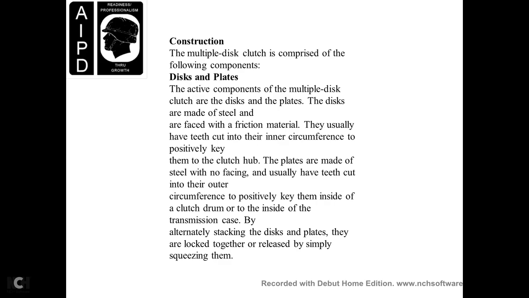Construction: the multiple disc clutch is comprised of the following components. The discs: the discs are made of steel with friction material facing, and usually have teeth cut in the inner circumference that positively key them to the clutch hub. The plates are made of steel with no facing, and usually have teeth cut into their outer circumference that positively key them inside the clutch drum or the transmission case. By alternately stacking the discs and plates, they are locked together and released by simply squeezing them.